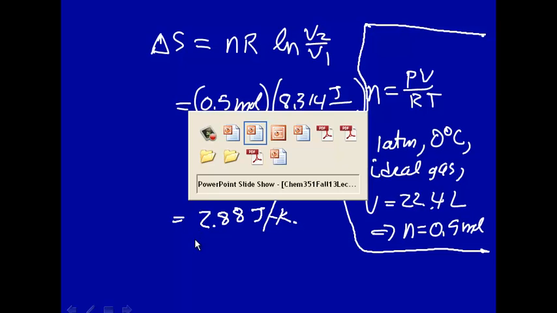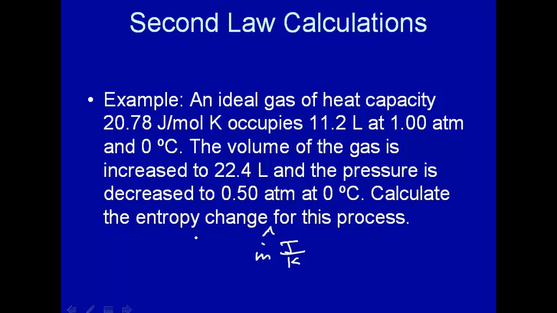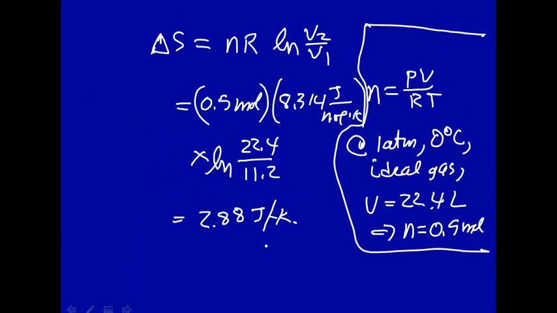Now you're probably, or maybe you're not, wondering, well, what about the pressure change? I changed the volume, so what about the pressure? I mean, don't you have to take that into account? Well, it's either one or the other. We'll just go ahead and use the pressure change.